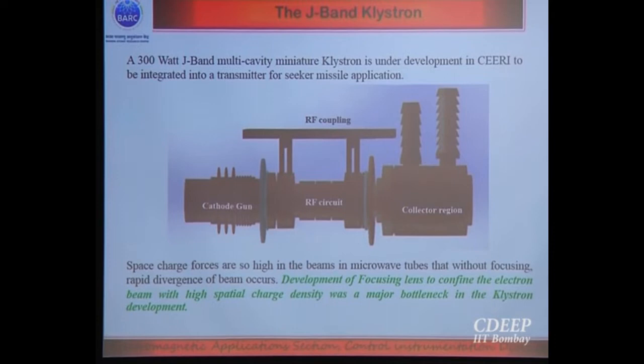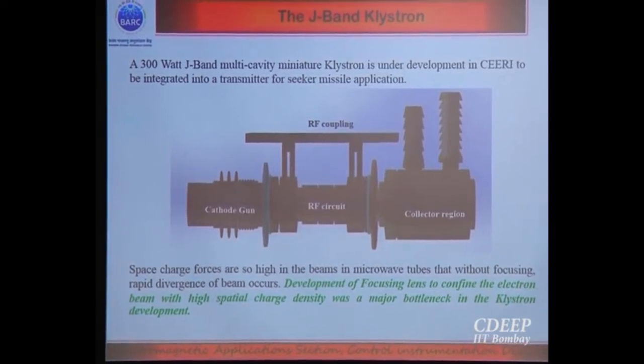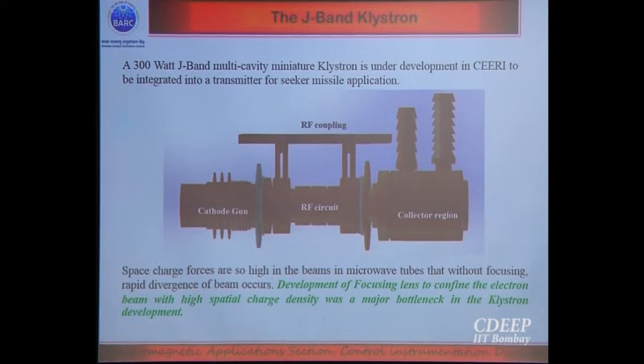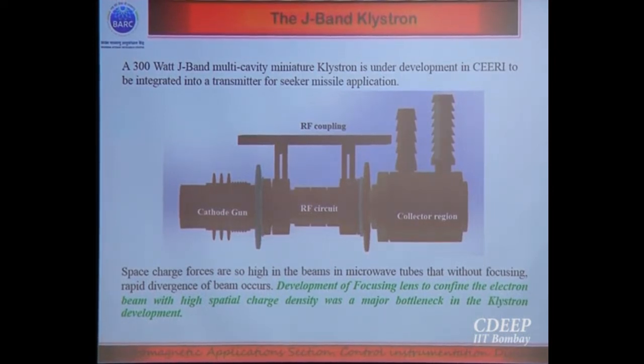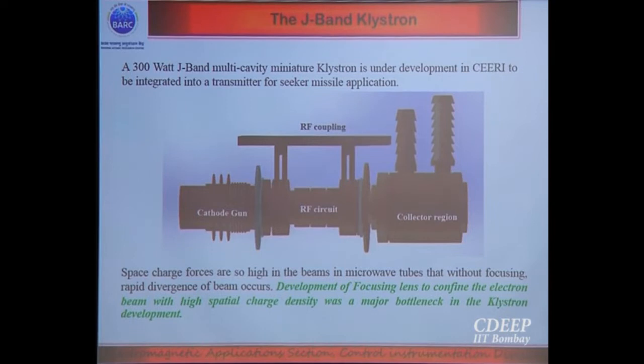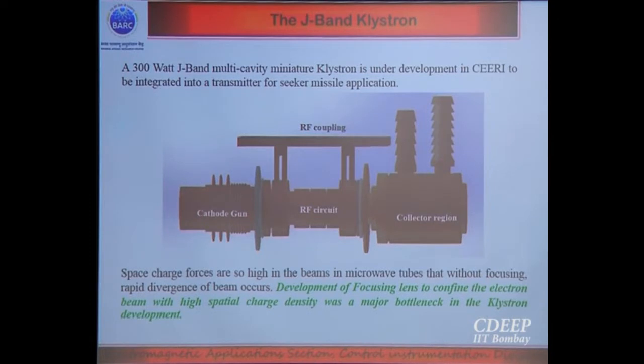Application-wise, we have been associated with the development of a J-band klystron tube, which will be integrated into a transmitter for a seeker missile application. My previous speaker, Professor Jalil Akhtar, was talking about active radar seeking. So this is one of the applications where these transmitters will be used. What is the challenge in this? In this frequency band, the dimensions are so small that if you want to accelerate a high current beam, you will have to contain that beam in very small dimensions.